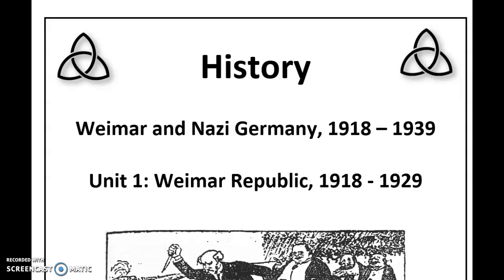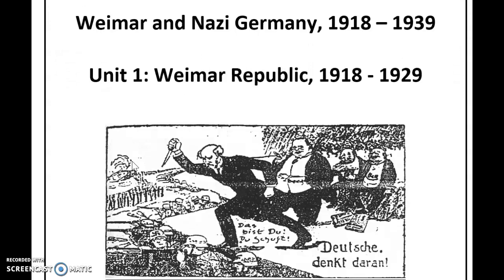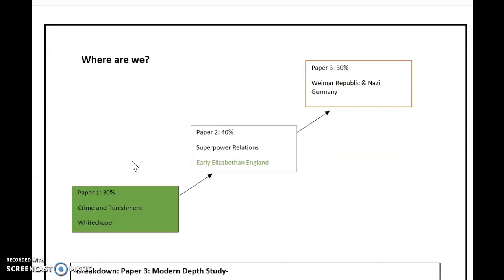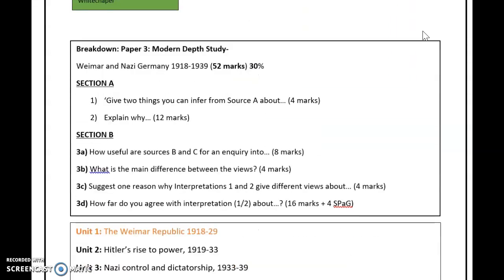So when you return to school, you will be given the attached booklet and a similar booklet for Elizabeth. So first, just to explain where we are, focusing on Paper 3. It contributes, as you can see, to 30% of your whole GCSE exam. The Weimar Republic and Nazi Germany exam lasts 1 hour 20 minutes and is broken into 2 sections, Section A and Section B.